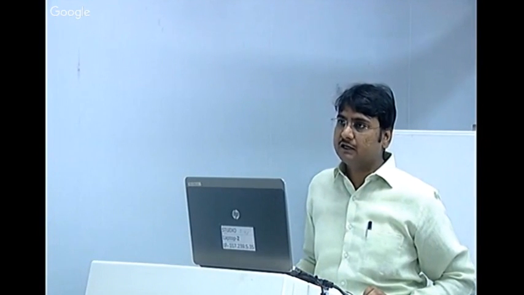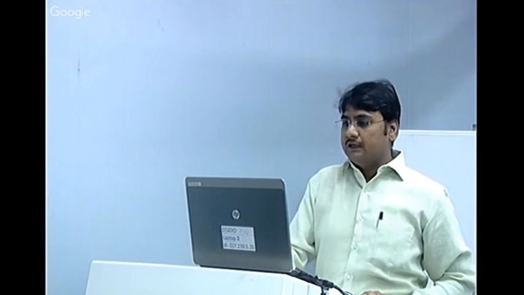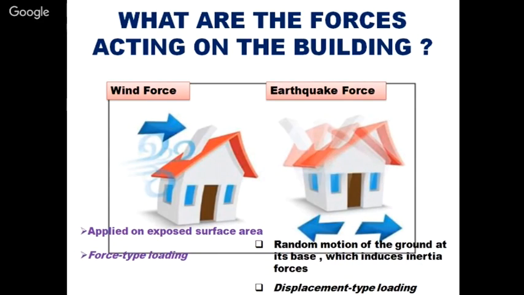But what are the provisions given in the codes? In any type of building, mainly two forces act on the building. One is wind force, another is earthquake force, and other loads are like live load, dead load, snow load, but the most dangerous load is the earthquake force.